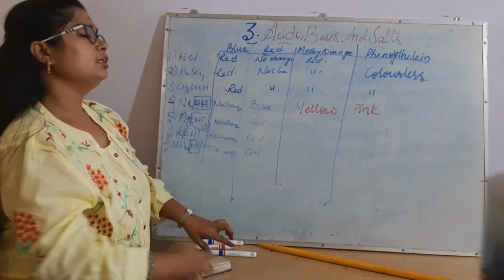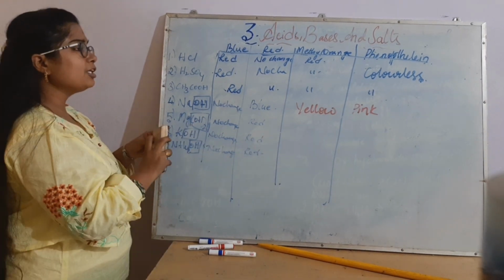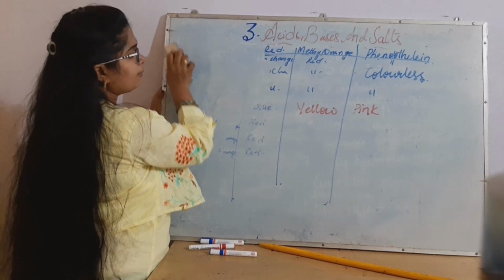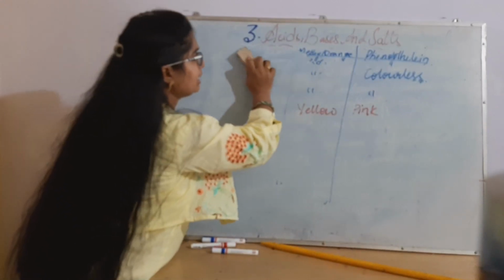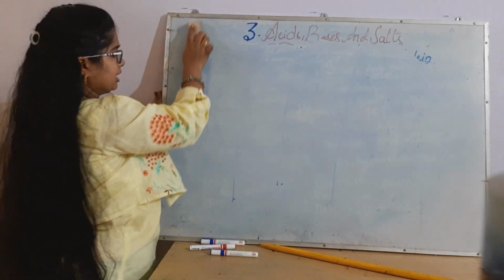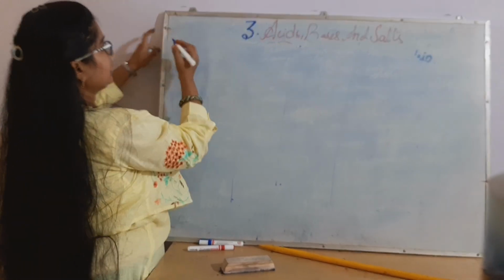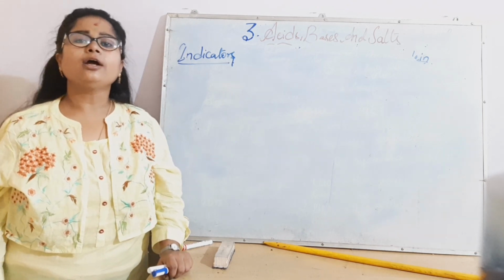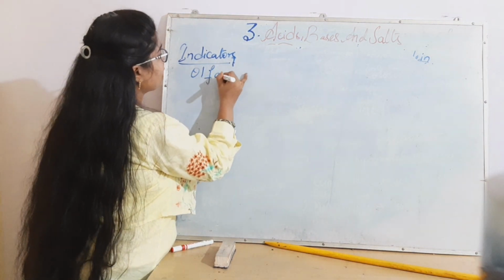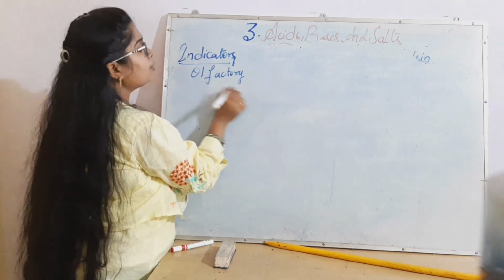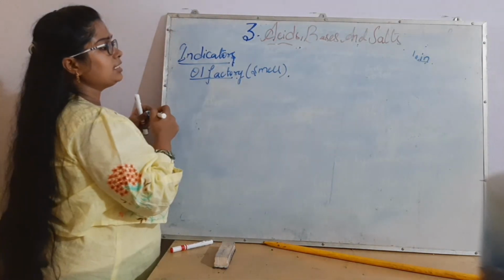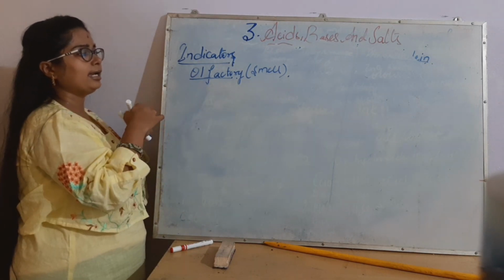Phenolphthalein, pink. So till now you saw indicators, substances which change color when acid or base is added. There is another type of indicator which changes its odor. Those are olfactory indicators. When indicators change their smell or odor, we call them olfactory indicators.